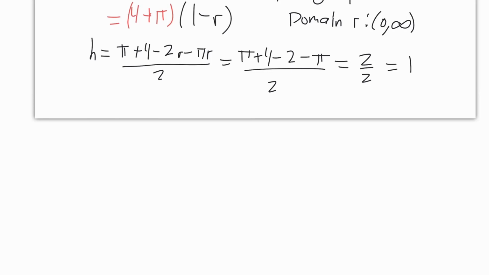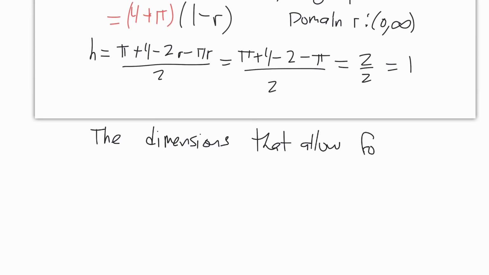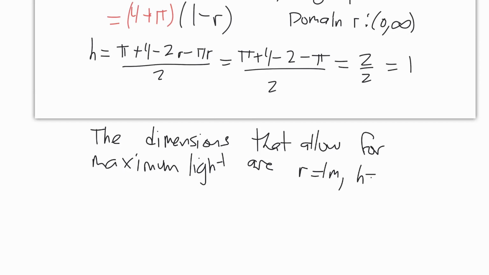And so our final answer, we could say the dimensions that allow for maximum light are r equal to 1 meter, h equal to 1 meter. And there we have the solution to our problem.